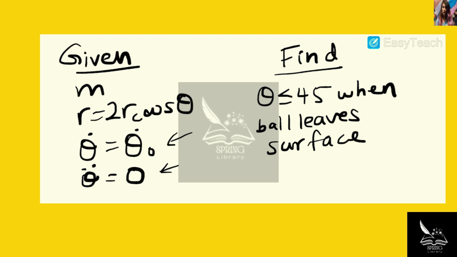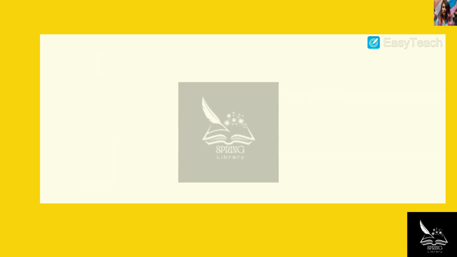What we're asked to solve for is the angle theta, which is less than 45 degrees, when the ball leaves the surface. The way we're going to do this is apply our knowledge of normal, tangential, and rotational motion, and combine that with free body diagrams and develop equations of motion using Newton's second law, namely F equals ma, to solve for this theta. So let's go ahead and get started.